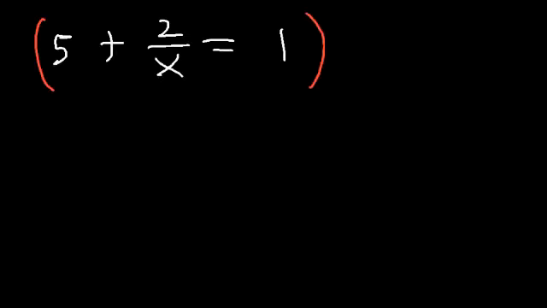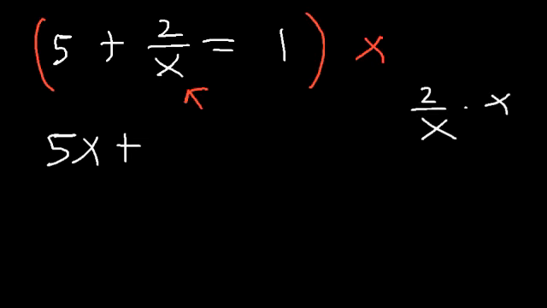So now let's talk about solving equations that have fractions in it. So let's say if you have 5 plus 2 over x, and that's equal to 1. How can you solve for x in this equation? What I would recommend doing is multiply both sides by the common denominator. So there's only one denominator here, so let's multiply by x. So you got to multiply everything by x. 5 times x is 5x. 2 over x times x, the x variables cancel, so you're left over with 2. And 1 times x is x.